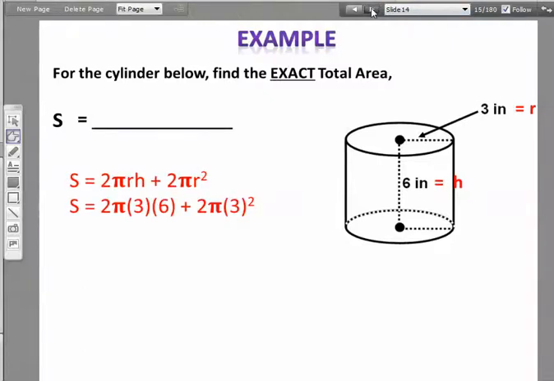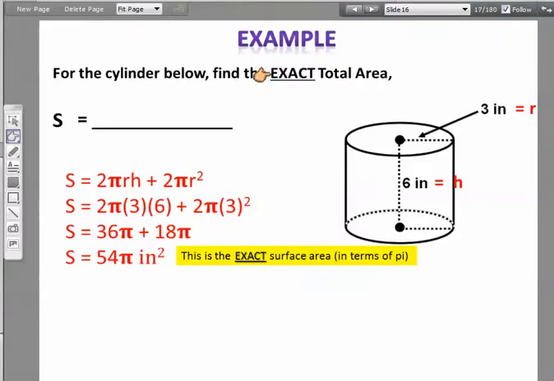So we're just going to do the plug and chug business. So you can see I plugged 3 in for the radius, 6 in for the height, and 3 in for the radius here. Now I went through and I said 2 times 3 times 6 is going to give me 36. 3 squared is 9 times 2 is going to give me 18. And notice how I just brought pi down. I didn't multiply it in yet. So when I say 36 plus 18, I'm going to get 54. And notice I have 54 pi inches squared. This is the exact surface area in terms of pi.